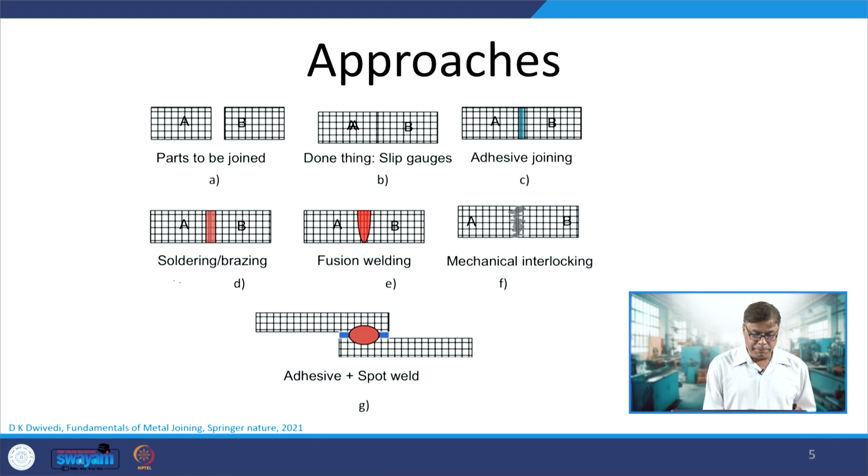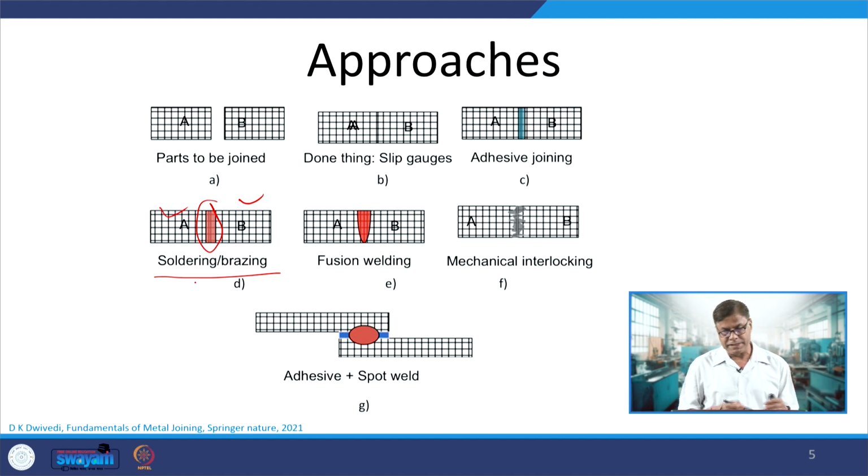In brazing and soldering, the components are heated, then the brazing or solder filler material is brought to the molten state, and after the melting, when the brazing or soldering material solidifies, it gives us the joint. In fusion welding, the edges of the components or the faying surfaces of the components are brought to the molten state. Thereafter, solidification leads to the development of the joint in fusion welding.